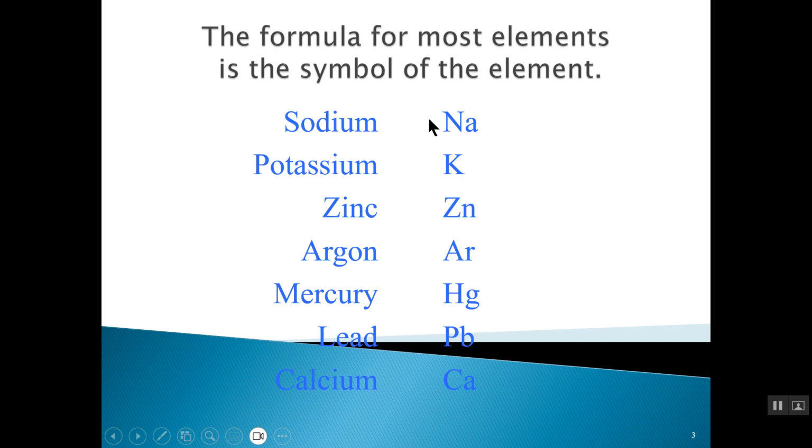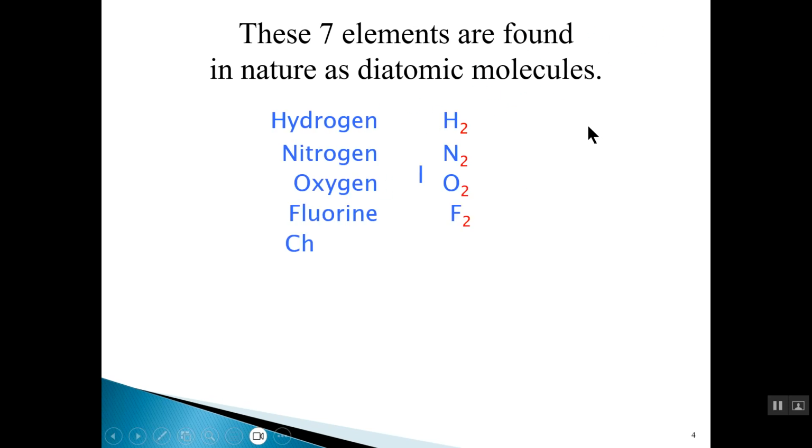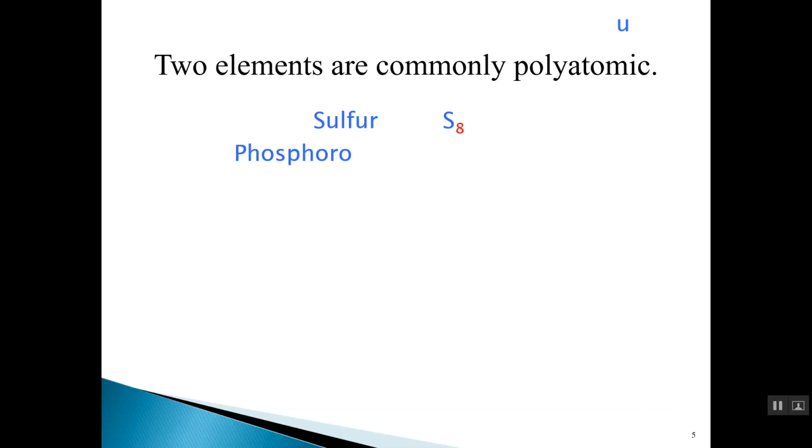So these are the symbols for these different elements, and then there are certain elements that exist as diatomic elements. In other words, each molecule has 2 atoms, and these are the 7 elements that are as such: hydrogen, nitrogen, oxygen, fluorine, chlorine, bromine, and iodine. Whenever you see a question where these elements are involved in a reaction by themselves, remember that they exist as diatomics. Then you have some other elements that exist as polyatomics, namely sulfur and phosphorus. Sulfur exists as 8 atoms per molecule, and phosphorus exists as 4 atoms per molecule.